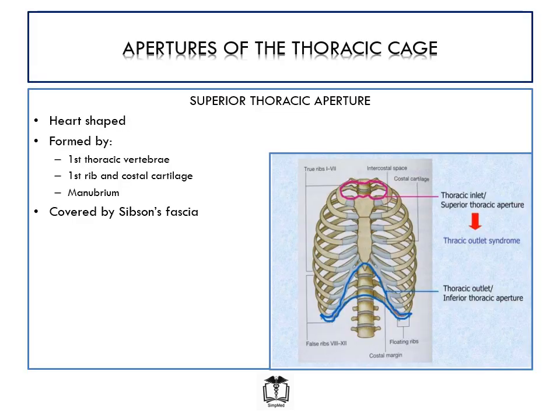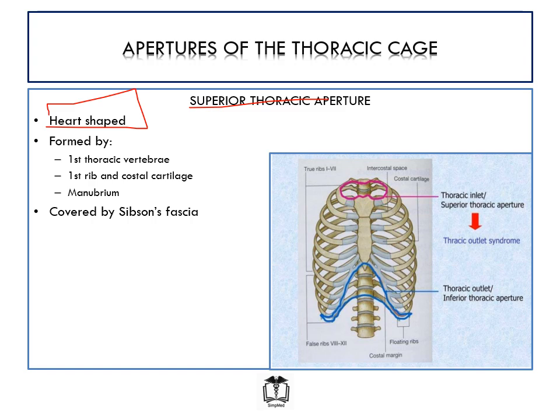So let's complete the model by talking about the apertures of the thoracic cage. We have two major apertures to the thoracic cage, or two major openings. This includes the superior thoracic aperture and the inferior thoracic aperture. The superior thoracic aperture, like I said, is the part of the opening to the thoracic cage that connects it to the neck. It is heart-shaped in form, and it is bounded by three major structures.